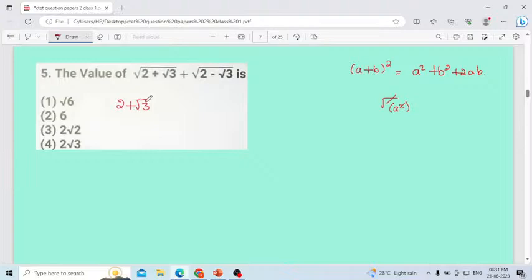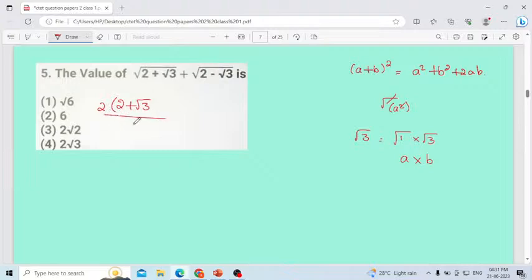Then here, 2 plus root 3. I will split root 3 in the form of root 1 into root 3. Consider root 1 as a, root 3 as b, then a into b. Compare this with a plus b whole square: a square is root 1 whole square, which is 1, and root 3 whole square is 3. But 2ab is needed, and you don't have this 2. So what you have to do in that case is multiply and divide this term by the number 2.